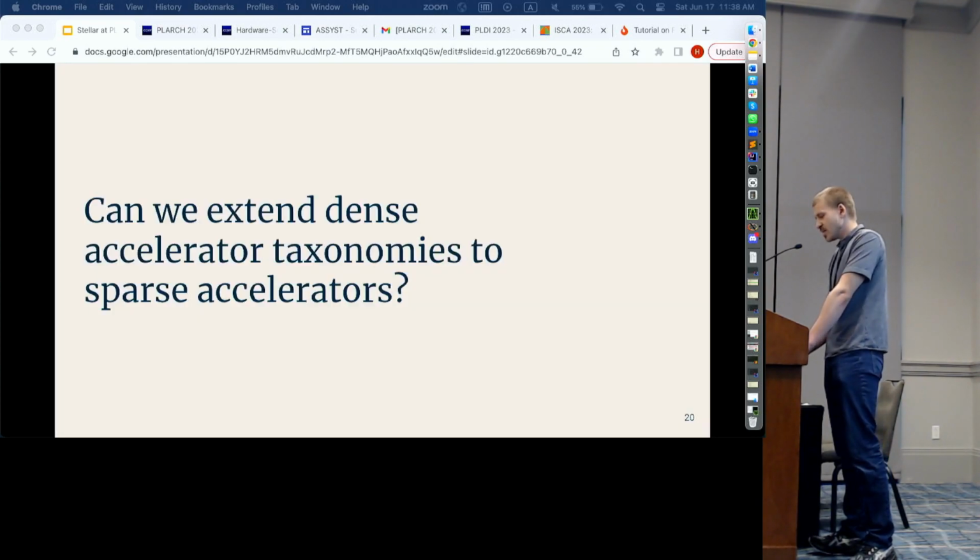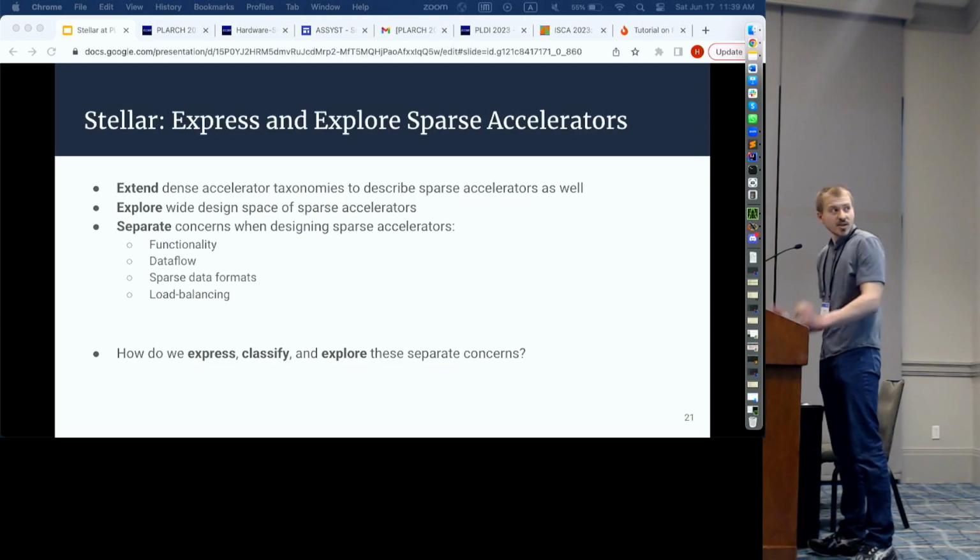So, the question is, can we extend dense accelerator taxonomies to cover these new design space axes? Can we find a way to describe these axes in a way that's simple and intuitive for people, but also easy for automated algorithms to explore? So Stellar, this new DSL we're building, is our attempt to do so.